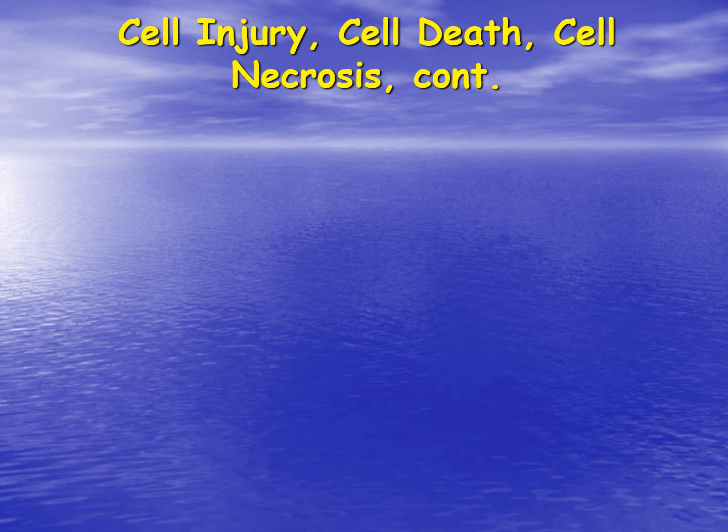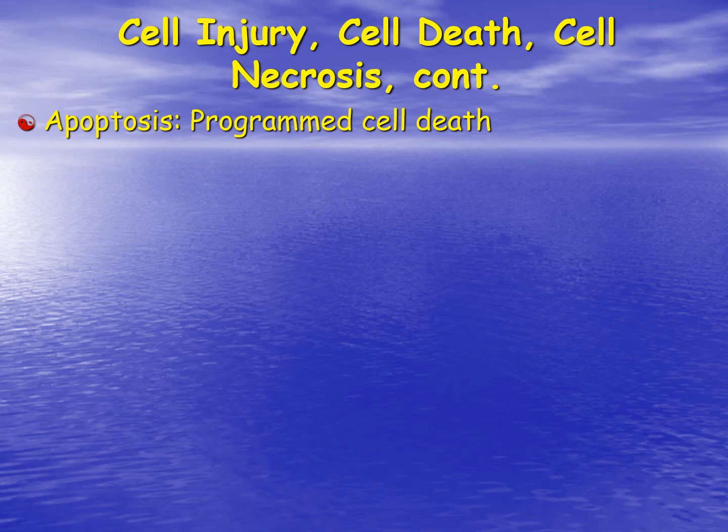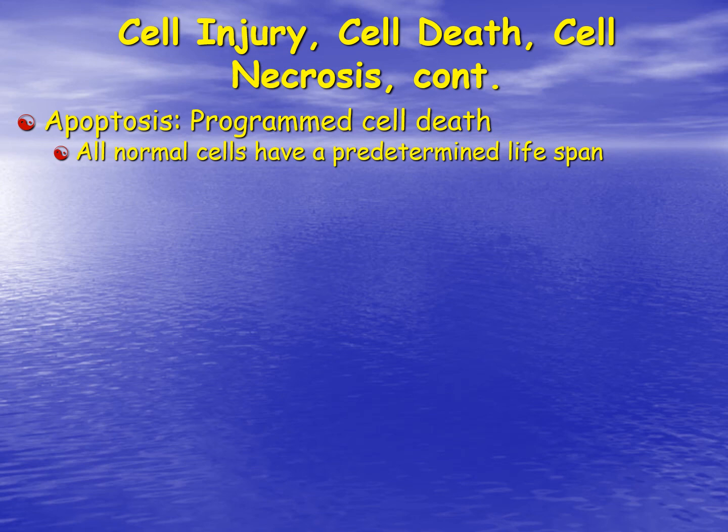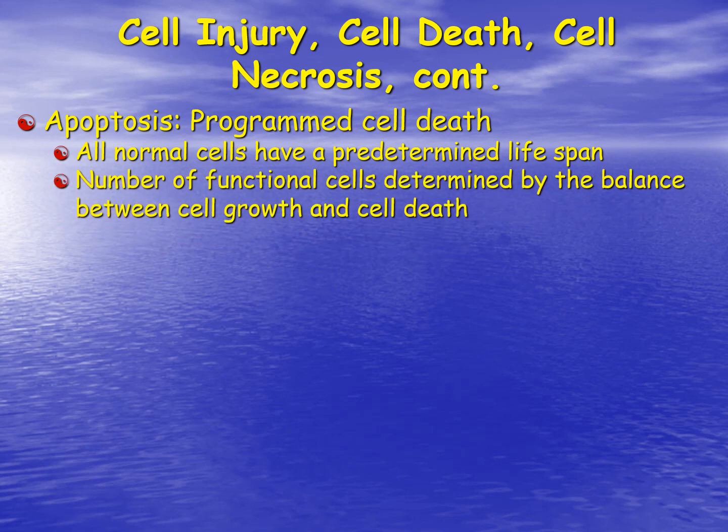So cells that don't undergo necrosis but die may be undergoing apoptosis, or you can pronounce it apoptosis. This is a genetically programmed cellular death. All normal cells have a predetermined lifespan, just as we have a predetermined lifespan. The number of functional cells within an organ is determined by the balance of new cells that are being made by mitosis and the number of cells that are dying.